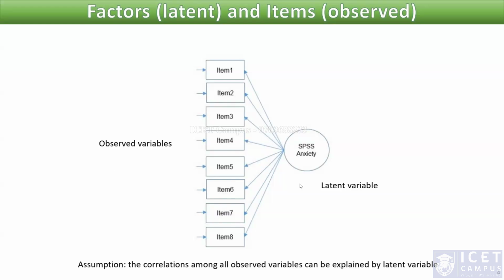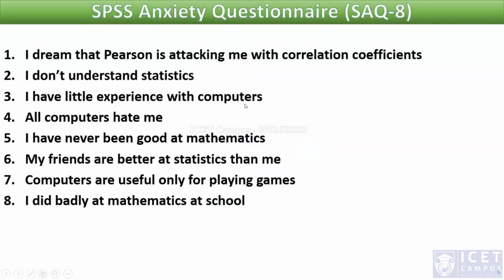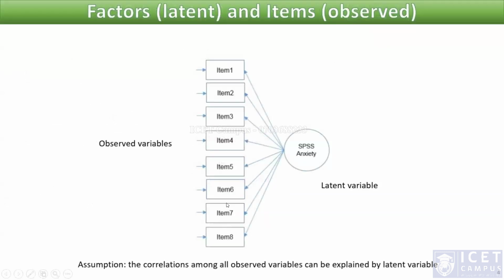So there are two types of variables. One is the latent variable, and the other is the observed variables. The latent variable means we can't measure it directly. Therefore we have to use these items. Here there are eight items.